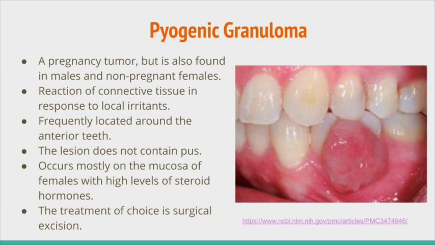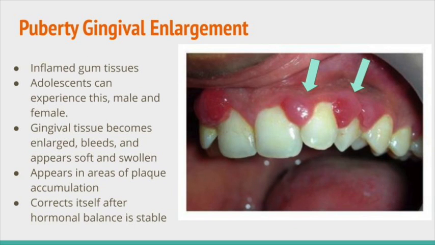And the next one is puberty gingival enlargement. It is inflamed gum tissue, and adolescents can experience this, both male and females. Gingival tissue becomes enlarged, bleeds, and appears soft and swollen, and it appears in areas of plaque accumulation, and it corrects itself after hormonal balance is stable. And it is more common in girls than in boys.